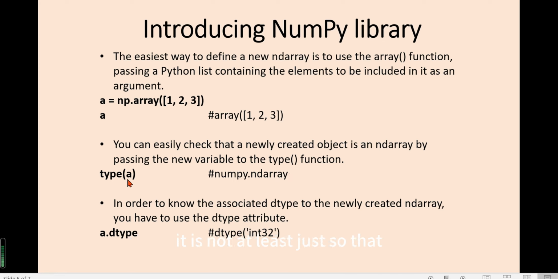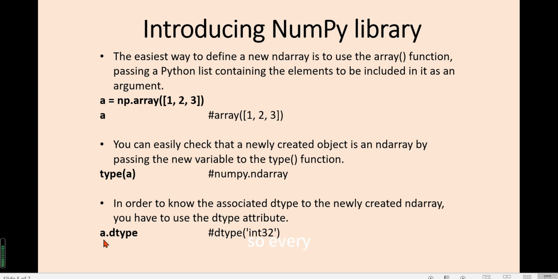It is not a list, it's created with NumPy ndarray. So its type is numpy.ndarray. In order to know the dtype associated with the newly created array, you have to use the dtype attribute.